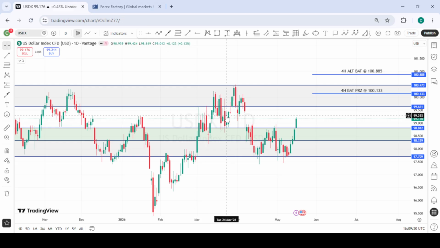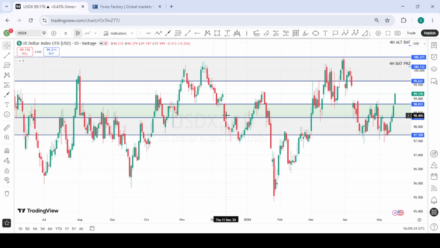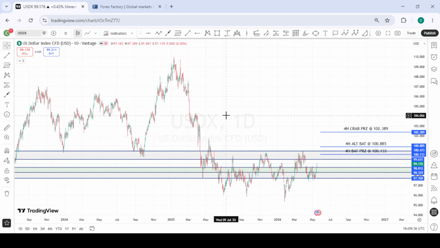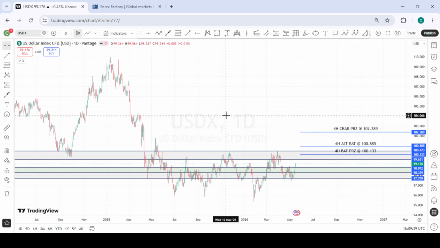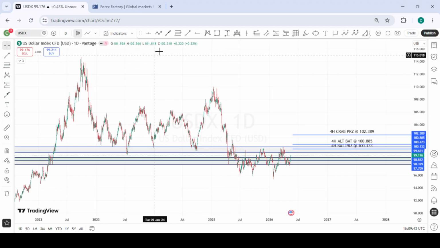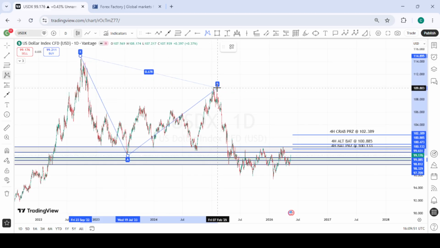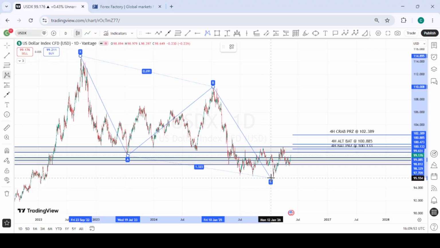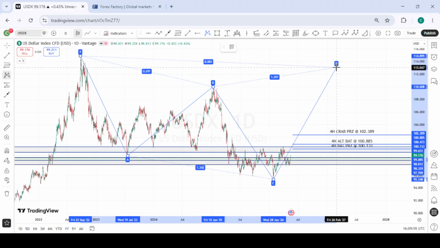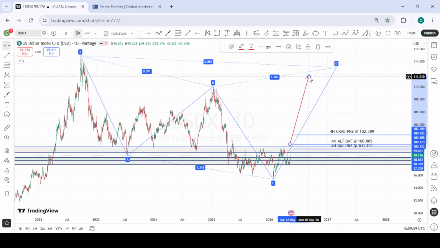This is DXY. For DXY, we have this huge pattern forming. We have this possible harmonic pattern developing. This is the X, this is the A, this is the B, the C, and we're looking forward to a possible D leg, which should be heading all the way up here.